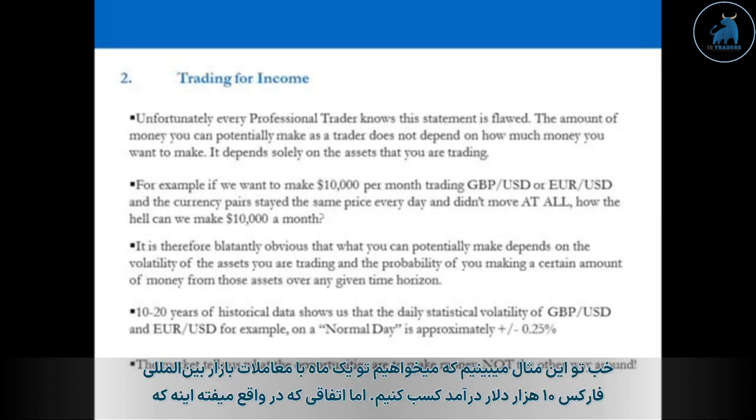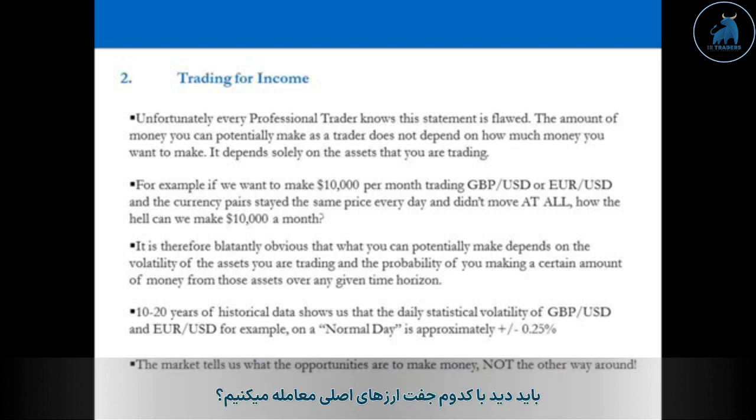So we've been through this example of making $10,000 a month trading the international Forex markets. But what actually happens? What are we trading when we're looking at major currency pairs? So sterling US dollar, euro US dollar.